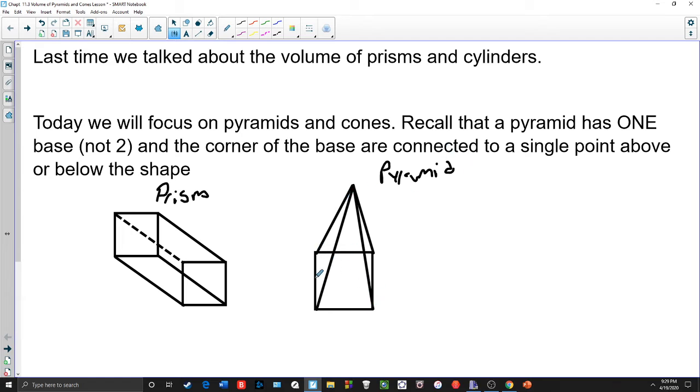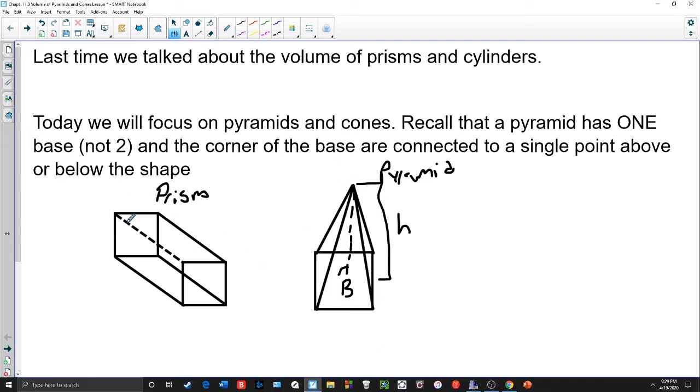But again, a pyramid has one base, so the base shape here, and then it's connected to a point on top, and the distance from the base to the point. So this distance right here is called the height. So the height is how far away the base is from the top point, and it's the perpendicular distance. So this would have to be perpendicular to the base. So usually it's drawn like that. Usually the height is given as a dotted line going from the middle of the base up to the point.